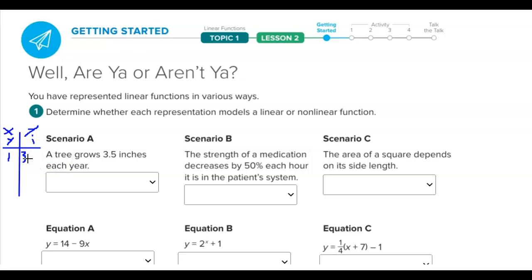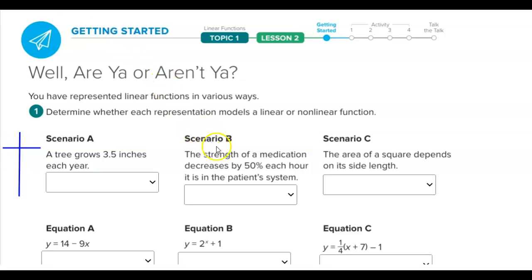Then after 2 years, each year the tree grows 3.5 inches. So the tree grew 3.5 plus 3.5, so 7. How much taller is the tree going to get after 3 years? So you decide, if you filled in this table with this pattern, is this linear or not? Then do the same thing with the next scenario.